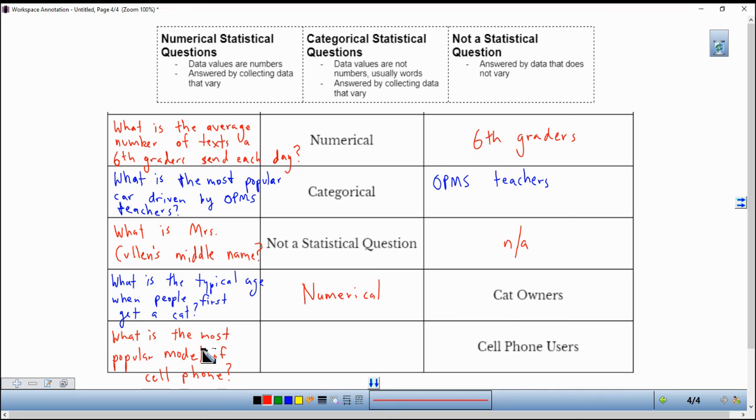So if you ask a wide variety of people, you're going to get a wide variety of answers. That's statistical, and then it wouldn't be numerical because you're not gathering a number, you're gathering a name of a model of cell phone. So that's going to be categorical. All right. So again, knowing what types of questions are statistical can be helpful when you're starting to try to answer a question using statistics. So today we just looked at some examples of them, and then as we go through the unit, we'll be taking a look at how we can answer a question and how we can show that answer using a graph, chart or table.